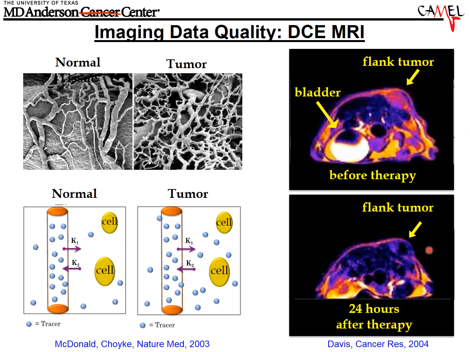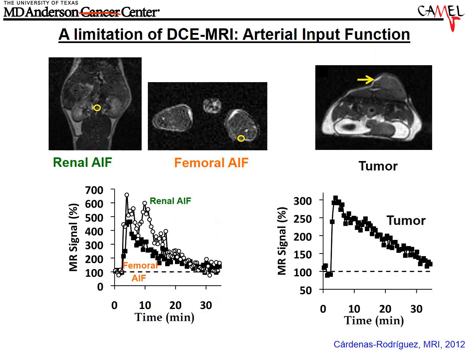So, a flank tumor after 24 hours of an anti-angiogenic treatment was also studied, in this case, in a mouse. And you can see a necrotic hole and less uptake of the contrast agent in the periphery can be observed. And so we're all familiar with how DCMRI can monitor changes in angiogenesis within a tumor.